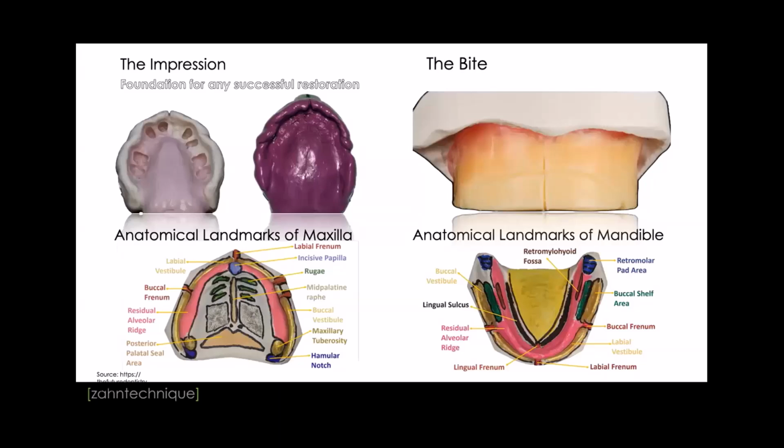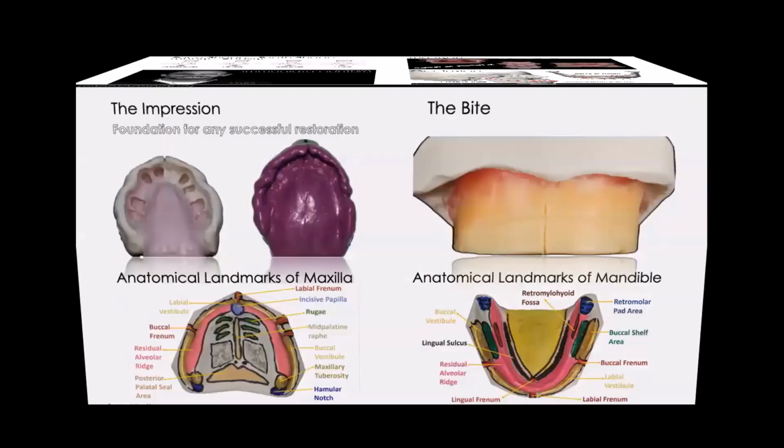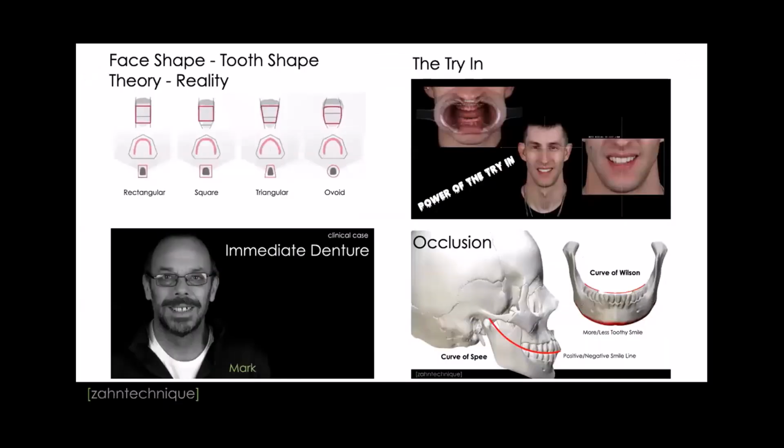Then we went through all the landmarks on the maxilla as well as the mandible. And we also were talking about bite blocks and establishing a correct BDL. The second module last week, we actually take it a little bit more serious about aesthetics.